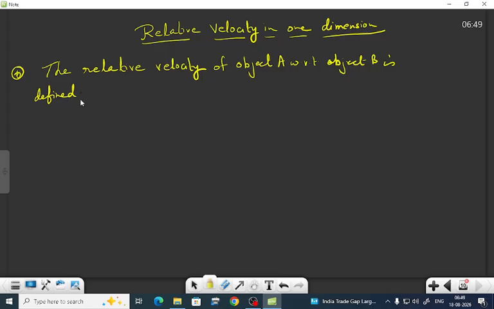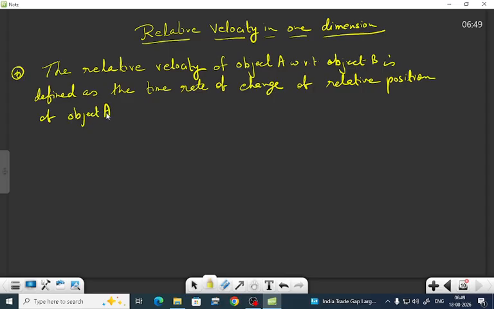as the time rate of change of relative position of object A with respect to object B. This is the relative velocity.